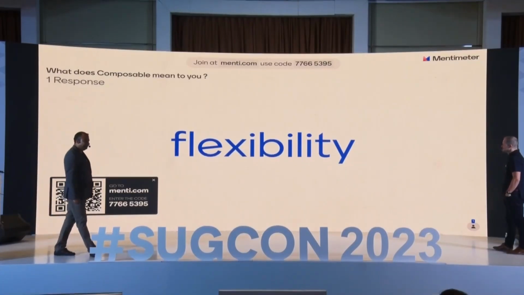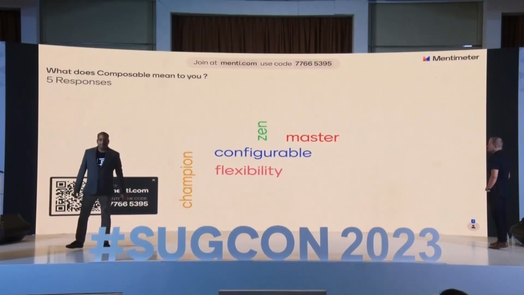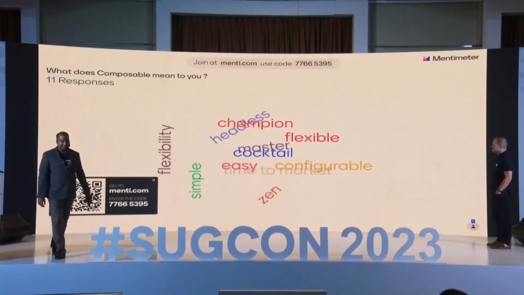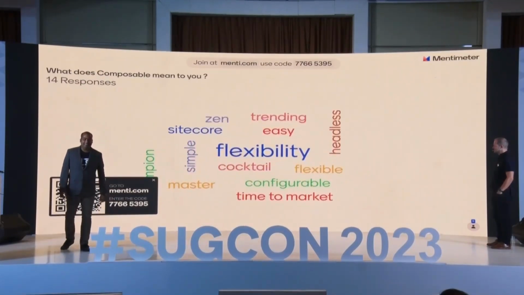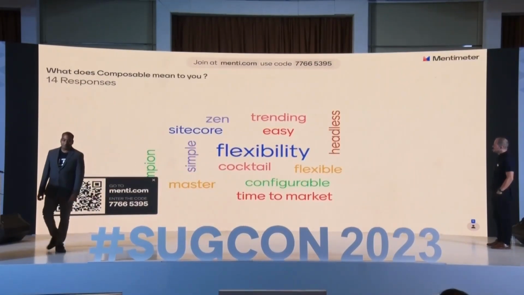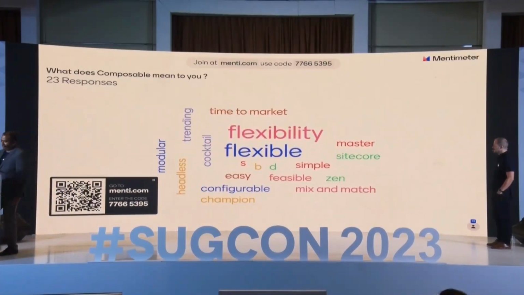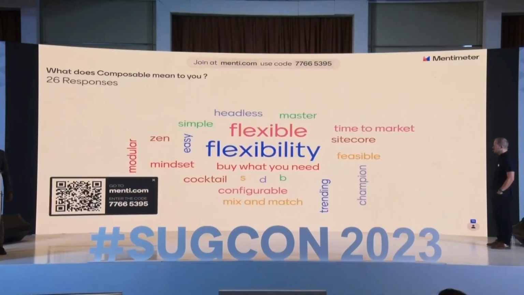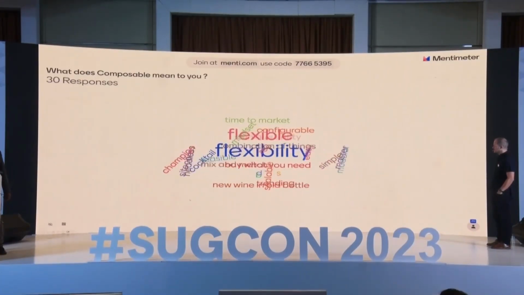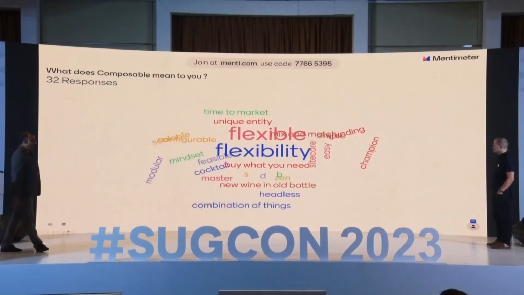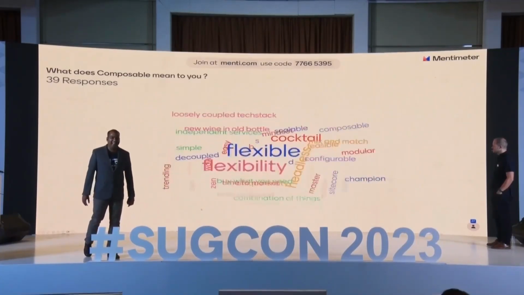Flexibility. Zen, champion, master, cocktail. Beautiful. Headless. Trending. Easy. I'm just going to remove this thing here. New wine in old bottle. I like that. Whoever typed that, meet me. Let's talk.